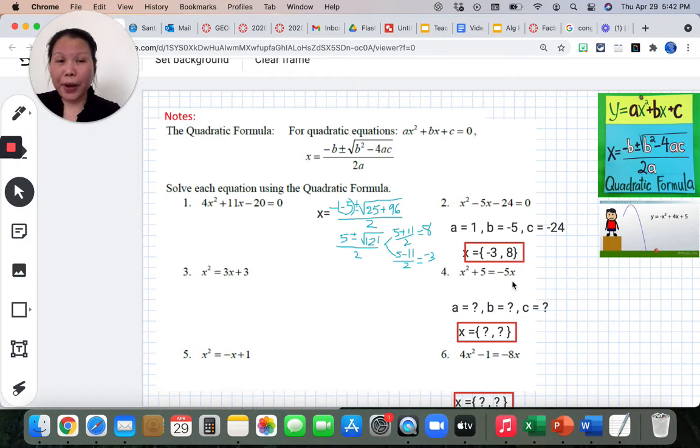But before I do that, let's point out something. Number 4, we don't have it in standard form. And the standard form is when we have 0 on the right hand side. So what you need to do is get it in standard form, and then you're going to get your A, B, C, and then substitute and simplify. The process is going to repeat just like number 2.